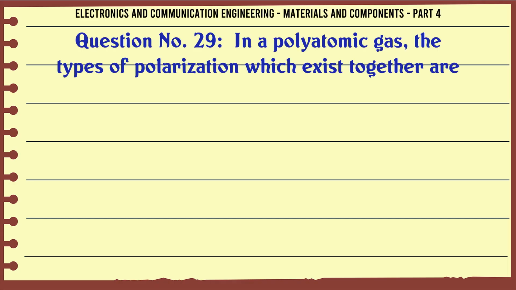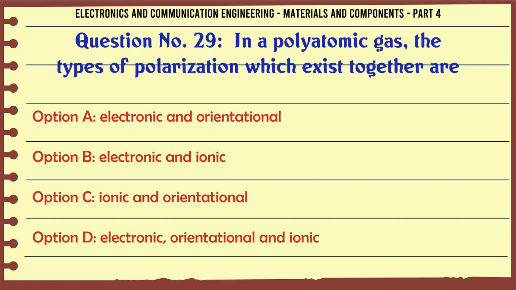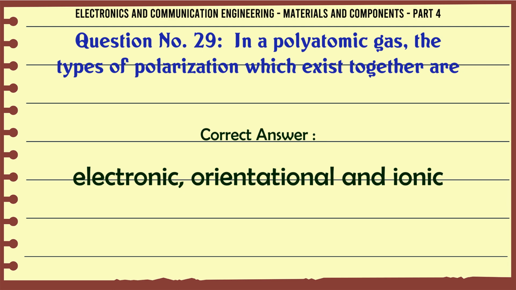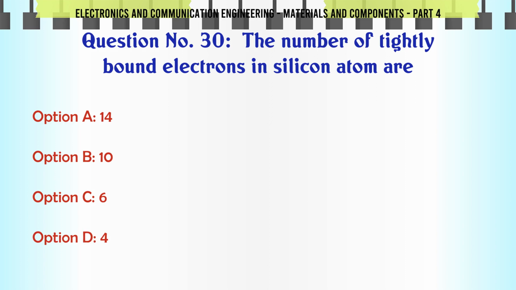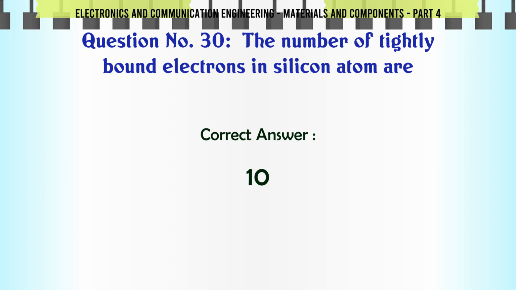In a polyatomic gas, the types of polarization which exist together are A. electronic and orientational, B. electronic and ionic, C. ionic and orientational, D. electronic, orientational and ionic. The correct answer is electronic, orientational and ionic. The number of tightly bound electrons in a silicon atom is A. 14, B. 10, C. 6, D. 4. The correct answer is 10.